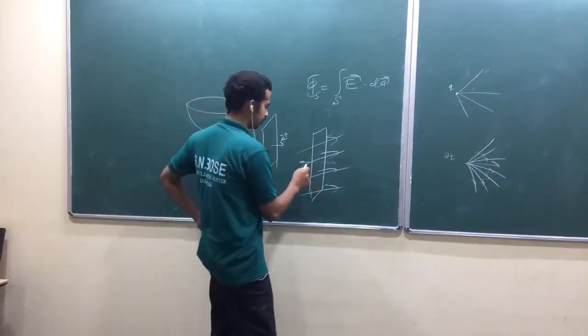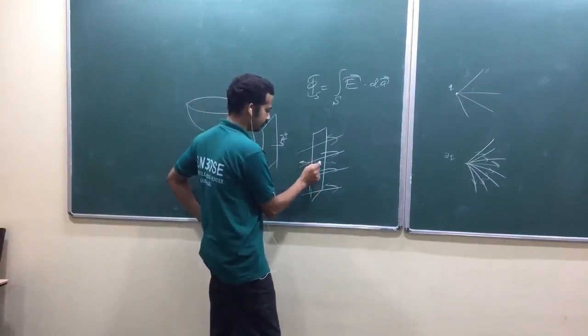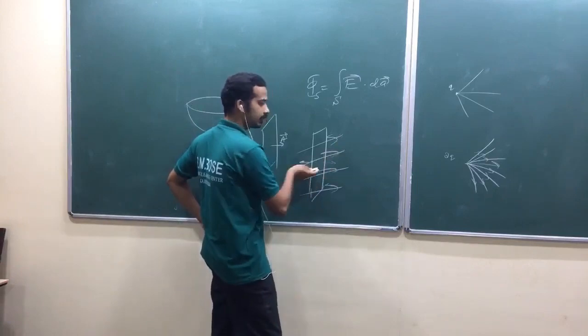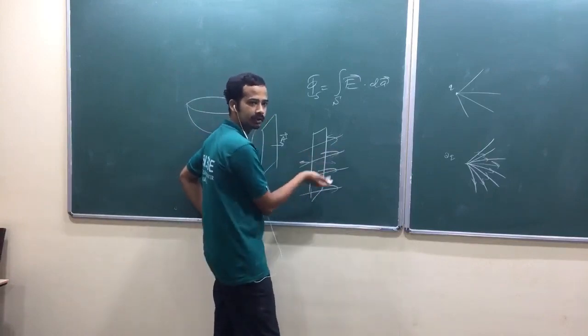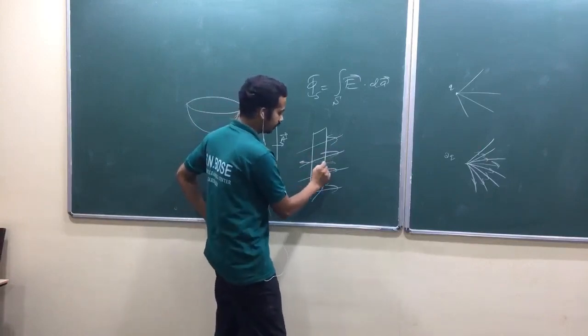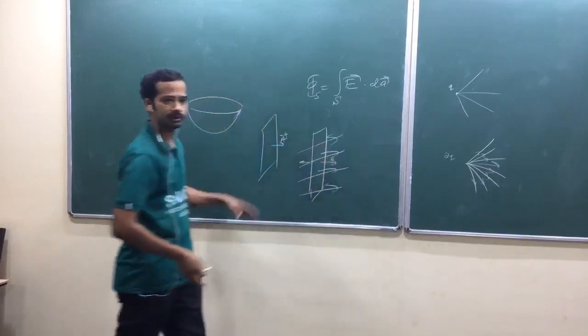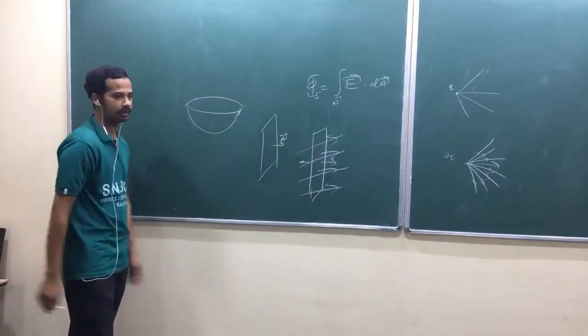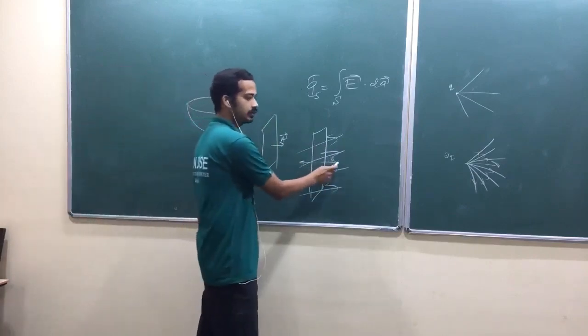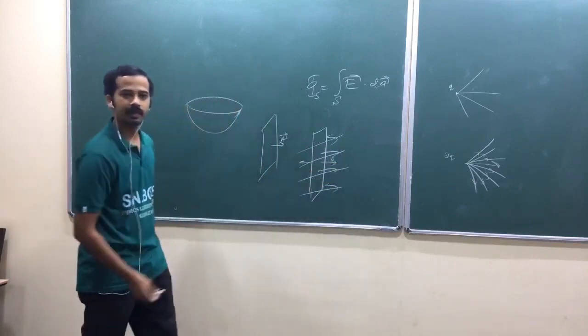Now this vector and this electric field vector, the angle is more than 90 degrees. Am I right? This area vector and this electric field: one is an acute angle, the other one is an obtuse angle. Am I right? So this will give negative flux, this will give positive flux. Are you getting my point?